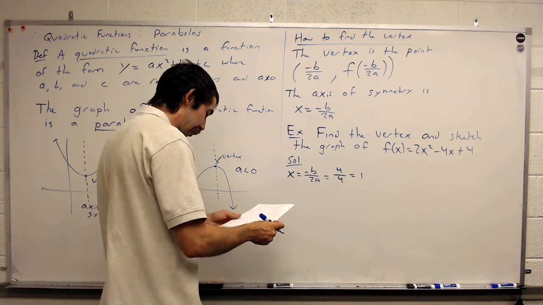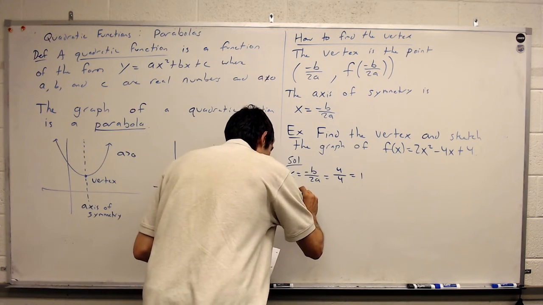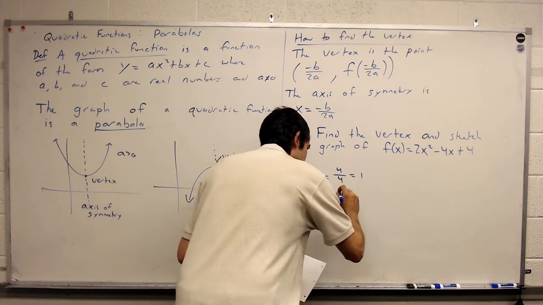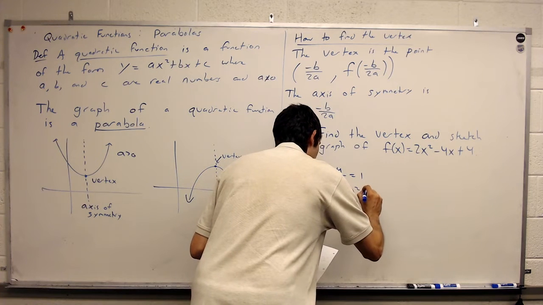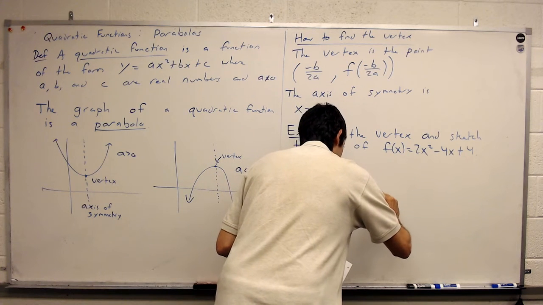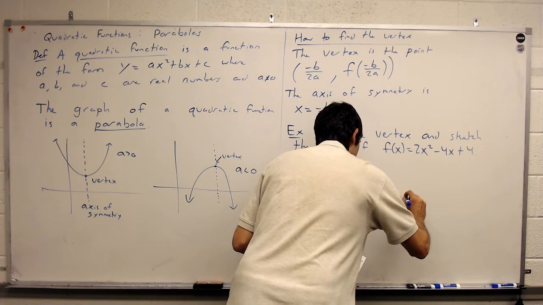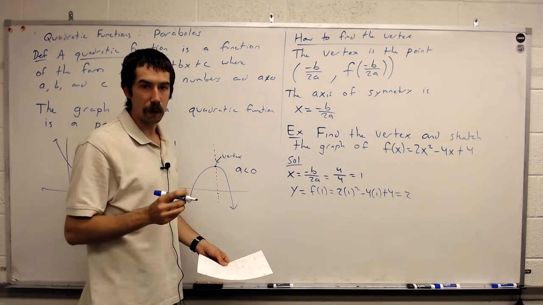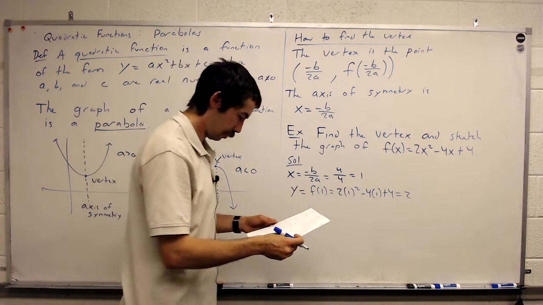To get the y value, it's our function evaluated at 1. So that's 2 times 1 squared minus 4 times 1 plus 4, which is 2. Our vertex is the point 1, 2.